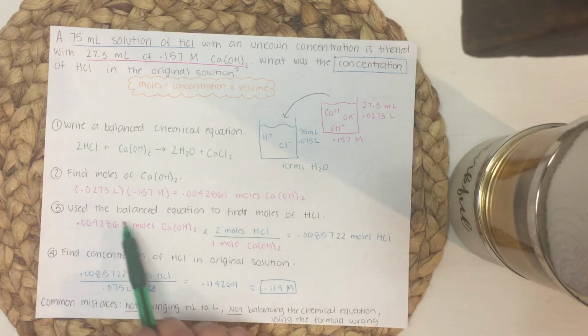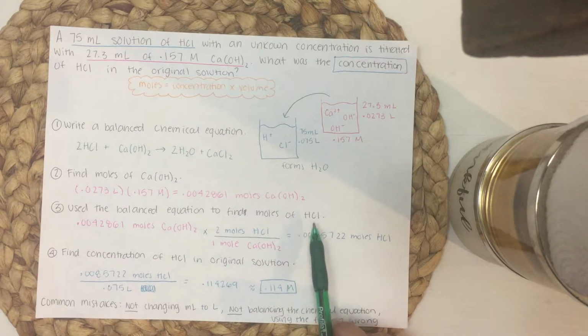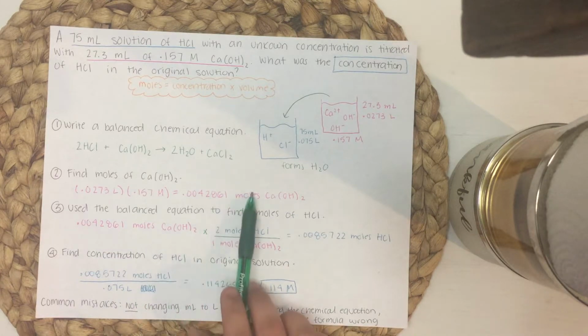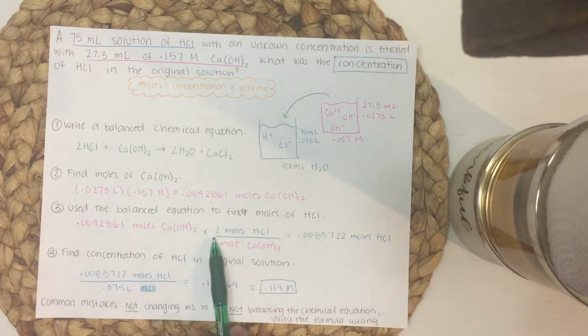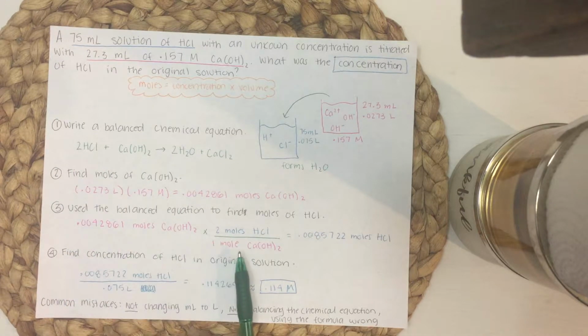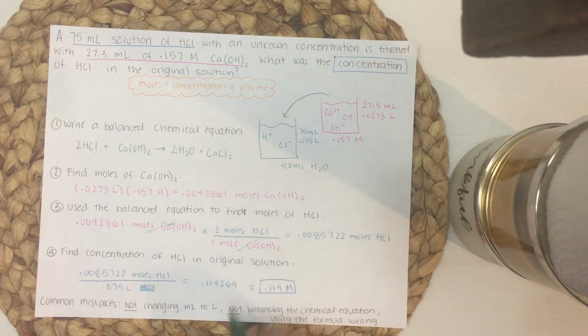Then we're going to use the balanced chemical equation that we created to turn that into moles of hydrochloric acid. So we get the moles of calcium hydroxide that we just calculated, multiply it by 2 moles of hydrochloric acid, and divide by 1 mole of calcium hydroxide so that those units cancel. And that's going to give us 0.0085722 moles of hydrochloric acid.